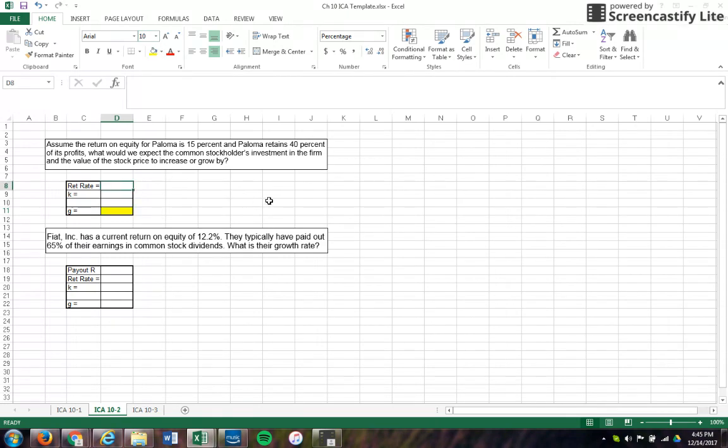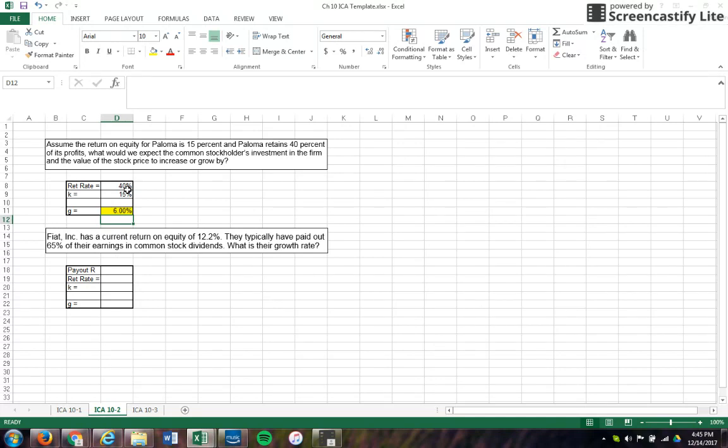So to find that, it's very simple. We have our retention rate. They're retaining 40% of its profits, and we know its ROE, or it's K, another thing that you can substitute for the return on a stock, return on equity is 15%. So it's very simply the growth rate is just your retention rate times your return. That's what we have. So the growth rate for Paloma is expected to be about 6% a year that we see.